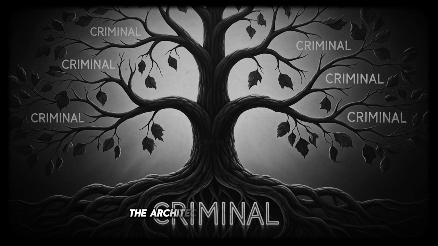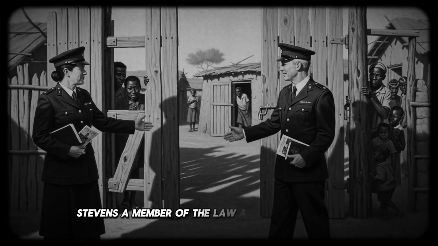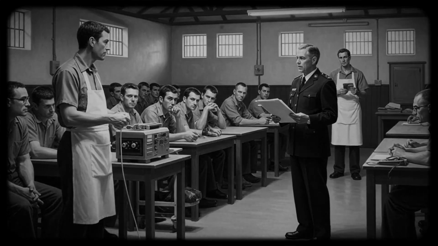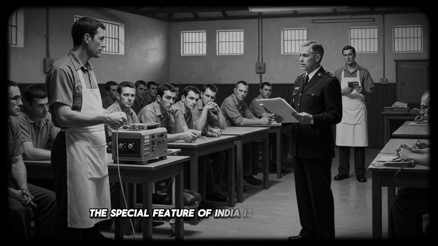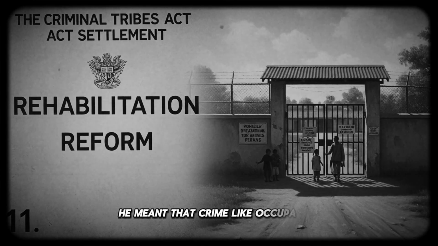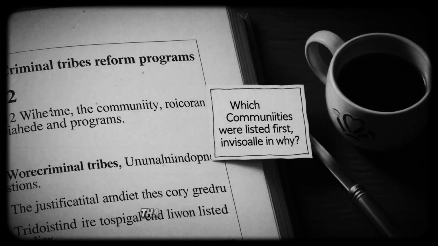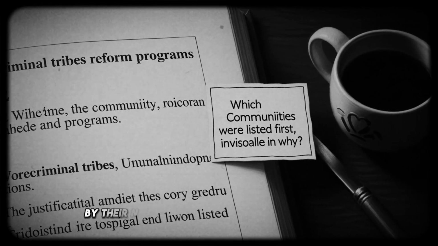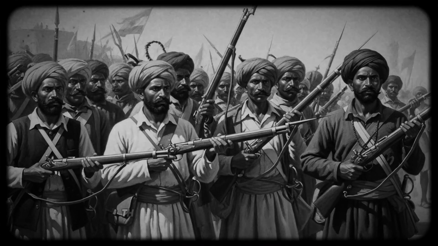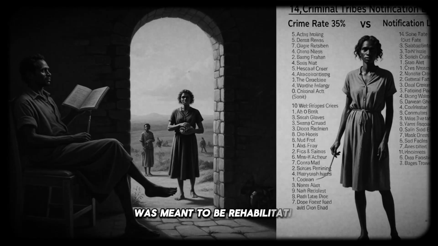The architect of the 1871 law, T.V. Stevens, a member of the Law and Order Commission, said it plainly in his presentation. The special feature of India is the caste system. He meant that crime, like occupation, like social status, could be inherited, that some communities were, by their nature, predisposed to criminal behavior. The law, the official story tells us, was meant to be rehabilitative.